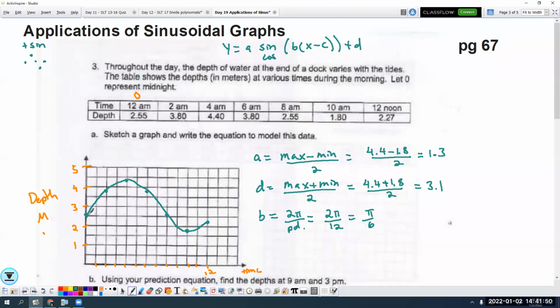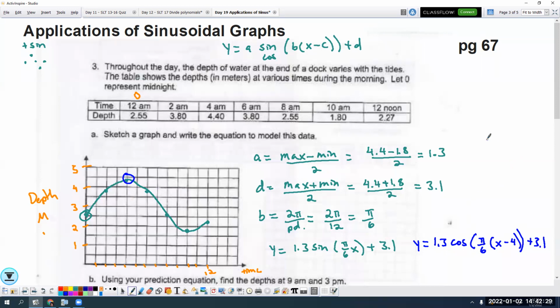So here we go. If we're going to write this as a sine function, this is my starting point. It's going to be y equals a sine b x plus d. Now, if I'm going to write this as a cosine function, because I kind of think that it starts here, I can write this as y equals 1.3 cosine pi over 6. Now, this x value right here is at 4. So it'll be x minus 4 and then plus 3.1. Either equation is fine, whatever you are more comfortable with.